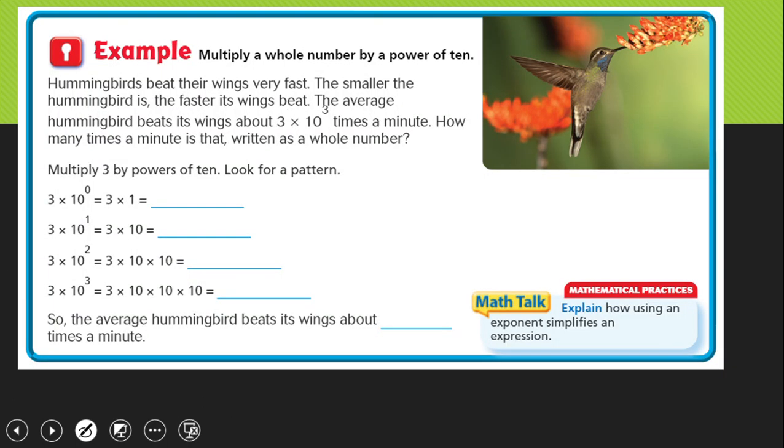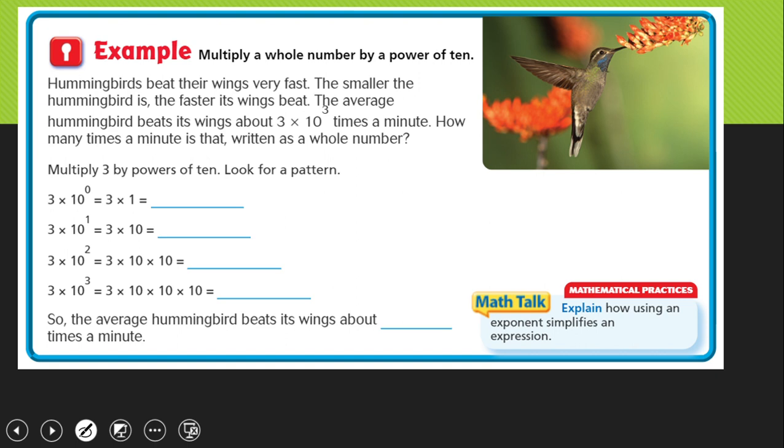All right, our example here is we're going to be multiplying a whole number by a power of 10. Hummingbirds beat their wings very fast. The smaller the hummingbird is, the faster its wings beat. The average hummingbird beats its wings about 3 times 10 to the third power times a minute. How many times a minute is that? Write as a whole number.